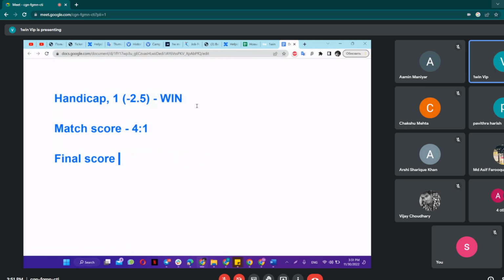Let's suppose we have another condition. We will bet that the second team will win, including handicap plus 2.5. What will be the final score? 4 to 3.5. So again, we're betting on the second team. So we lose.